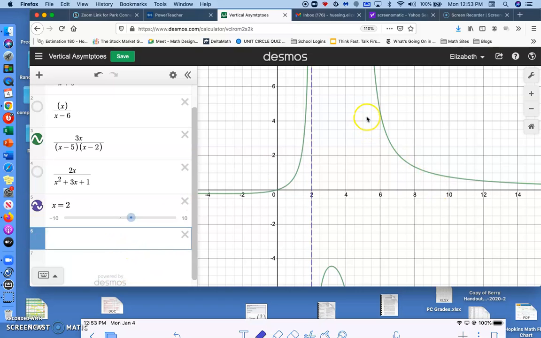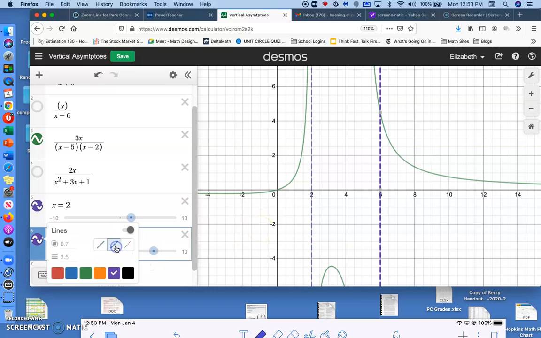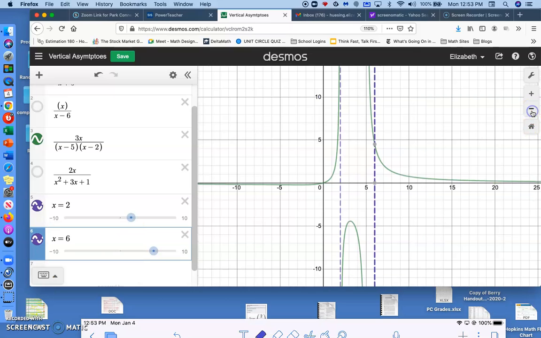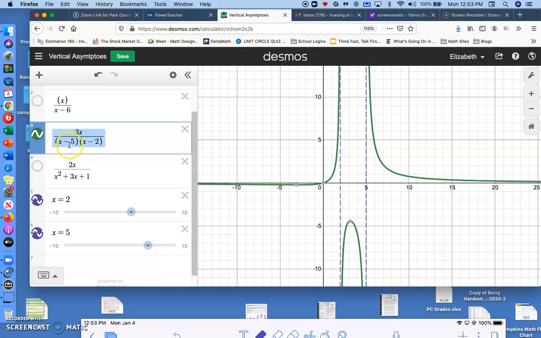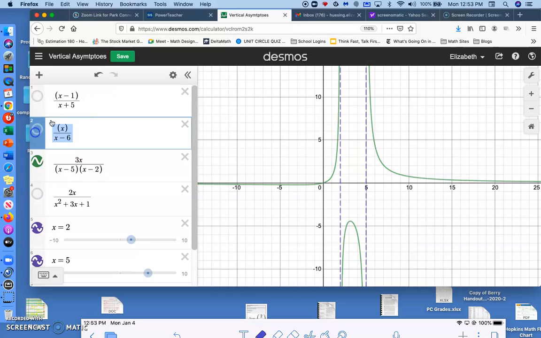Then there's another one over here. Let's see. Is that x equals 6? Oh, nope, it's not x equals 6. It crosses it. It must be 5. There, so it never crosses that. So even though there's three parts of the graph, there are these two vertical asymptotes. And if we look at our equation right here, it's at 5 and 2. The other one was at 6, and this one was at -5.